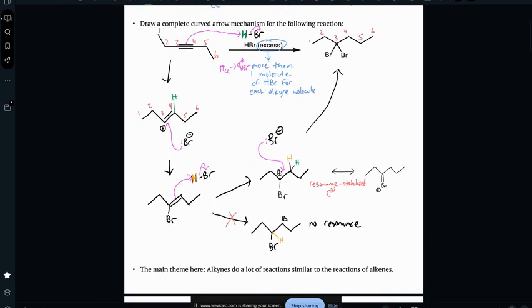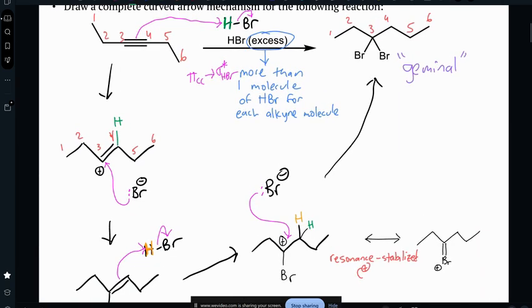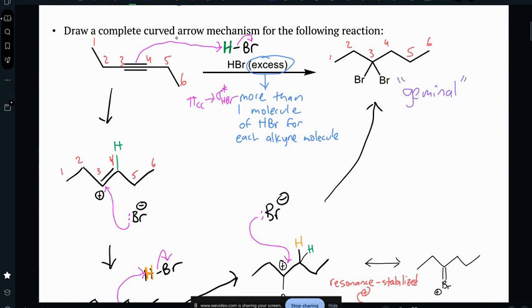So I've introduced before the term vicinal. I'm going to introduce another term now, geminal. You may know Gemini as a zodiac sign, meaning twins. So geminal is like when you have twins, two groups bonded to the same carbon, not to neighboring carbons.